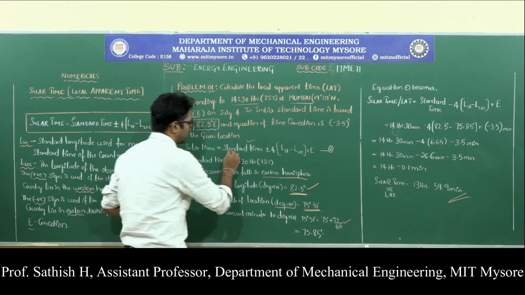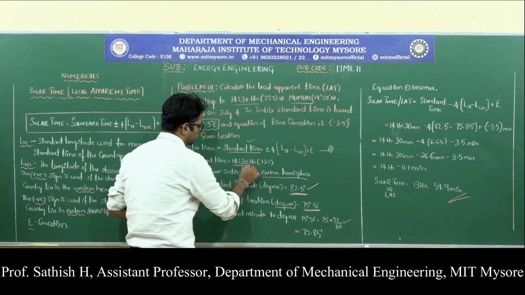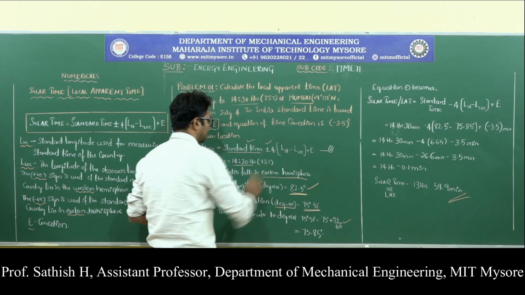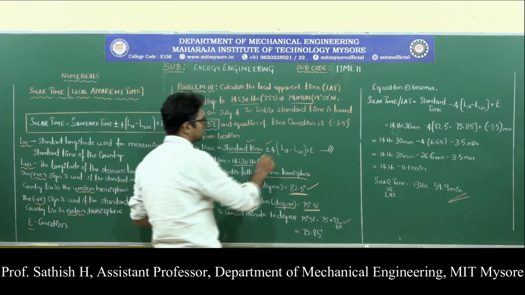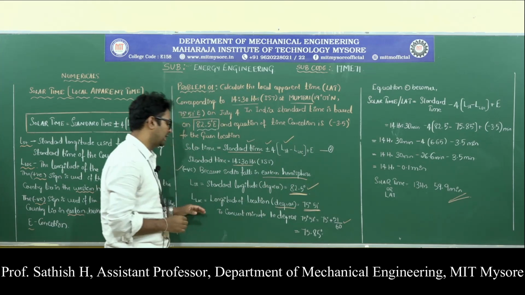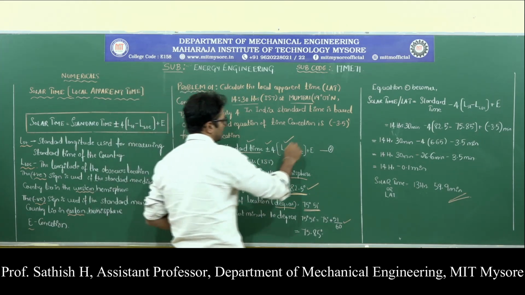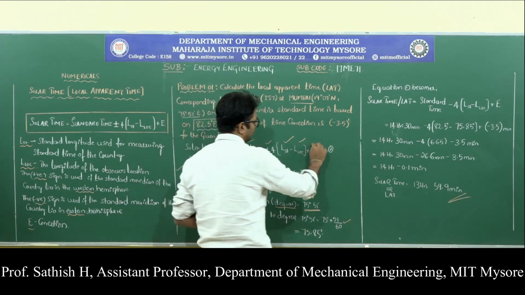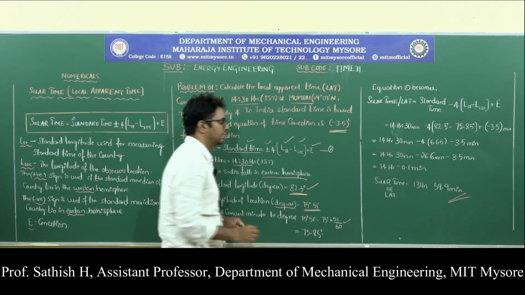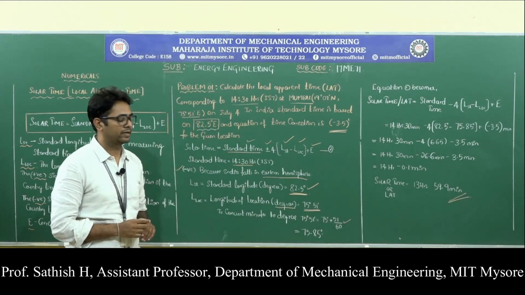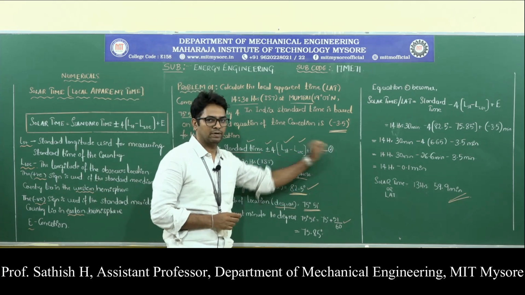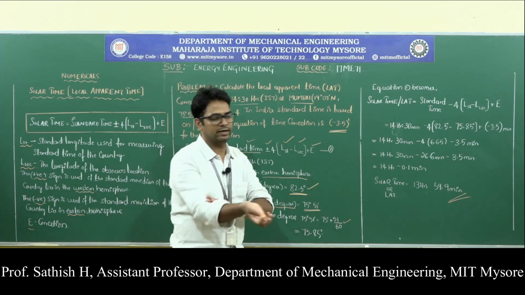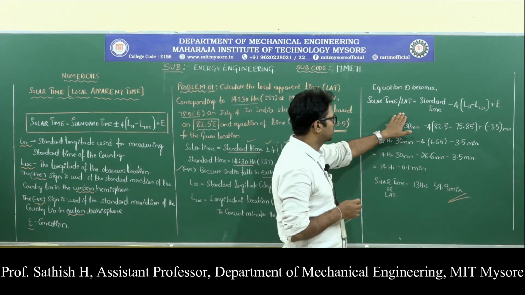Standard time we know is 14 hours 30 minutes, or 1430 hours, and the sign will be negative. The standard longitude is 82.5 degrees and the longitude of location is 75.85 degrees. Of course we know the correction given in the problem, that is minus 3.5 minutes. Let us substitute and then simplify this.